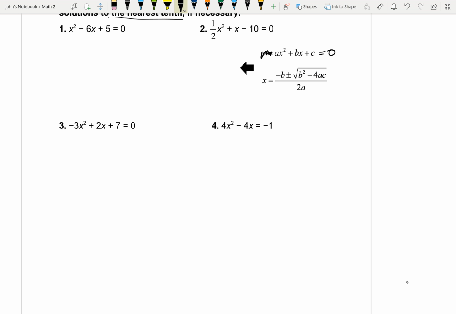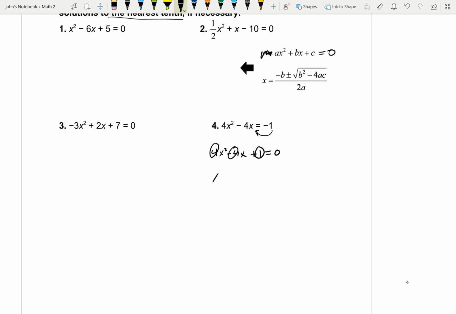I've got this -1 over here, so I need to move it over, and that would give me 4x squared minus 4x plus 1 equals 0. So you got to put it in that standard form first. So a is 4, b is -4, and c is 1. Okay, so let's plug that in there.